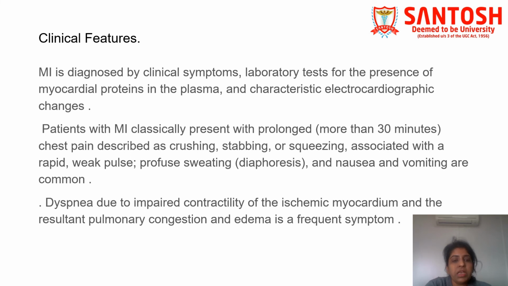Clinical features. MI is diagnosed by the clinical symptoms, laboratory tests for the presence of myocardial proteins in the plasma, and characteristic ECG changes. Patients with MI classically present with prolonged, more than 30 minutes, chest pain, which is described as crushing, stabbing or squeezing, associated with a rapid weak pulse, profuse sweating, and nausea and vomiting are also common. Dyspnea due to impaired contractility of the ischemic myocardium and the resultant pulmonary congestion and edema is a frequent symptom.